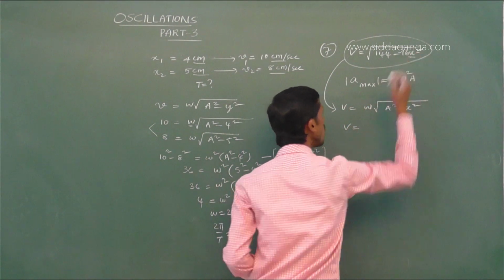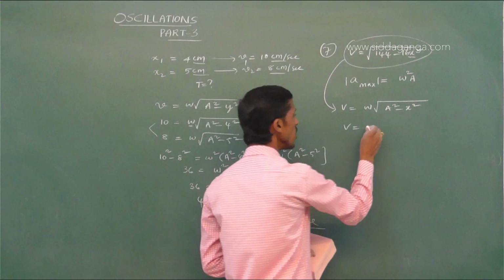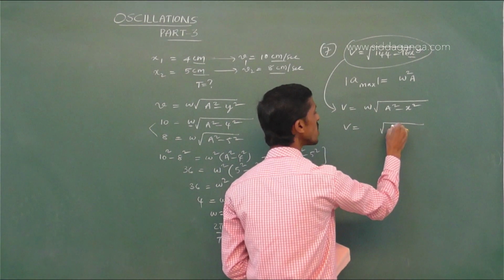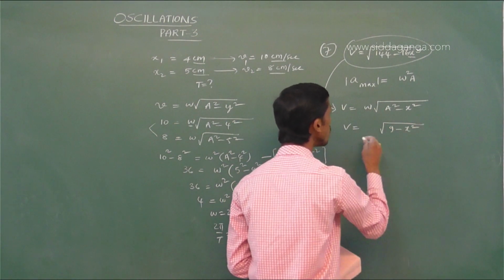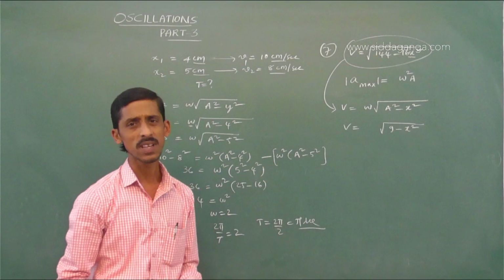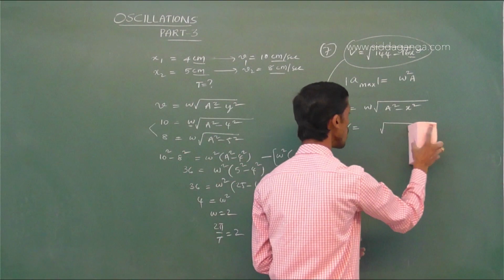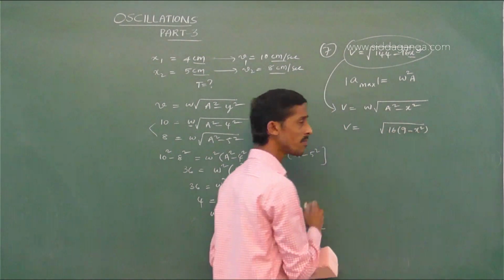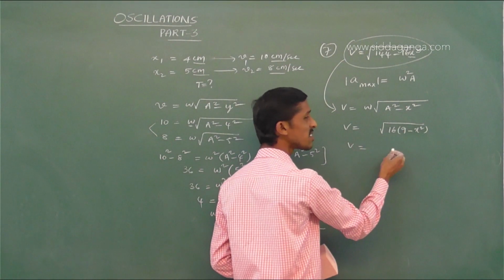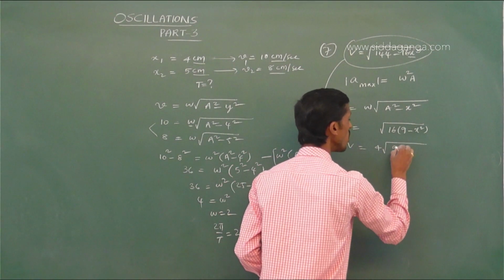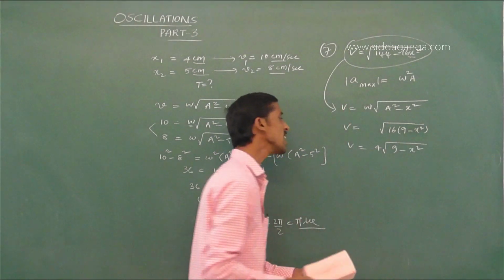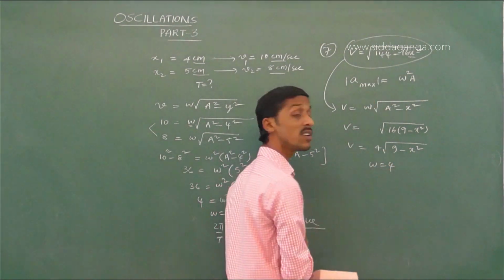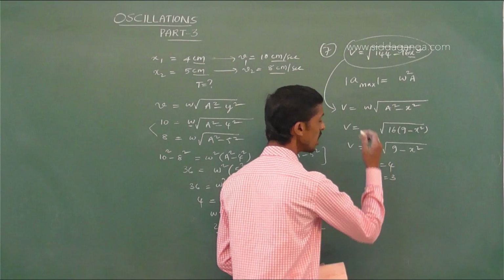So with x square, what is the remaining term? 16. If you take 16 common under the square root, 144 by 16 is 9. Taking 16 common, we get 9 minus x square. So V is equal to root of 16, which is 4, into square root of 9 minus x square. Now it is in the form of velocity. By comparing these two equations, omega is equal to 4 and A is equal to 3 units.